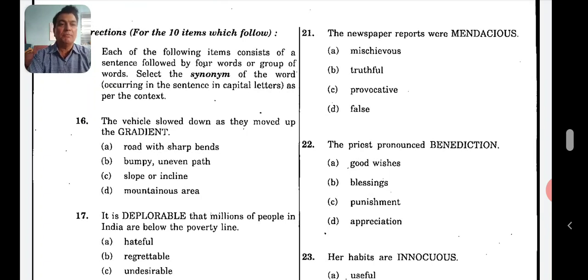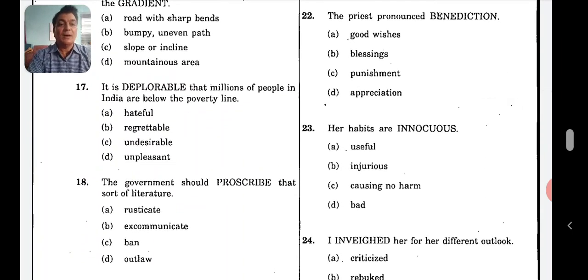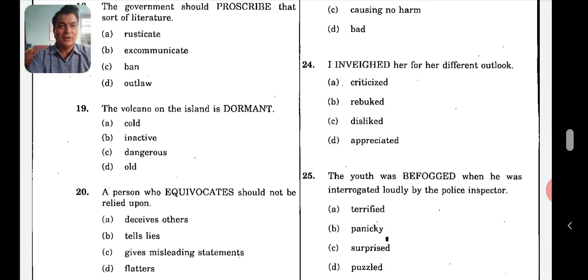The priest pronounced benediction. So what is the synonym of benediction? That is blessings. Her habits are innocuous. Innocuous? It's not harmful here. So not harmful, innocuous. Here the synonym will be causing no harm. Here it's a phrase. I inveigh her for a different outlook. So what will be the synonym of that? Here the synonym is criticized.